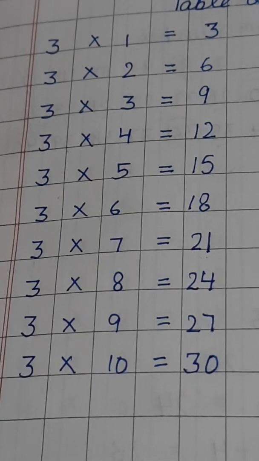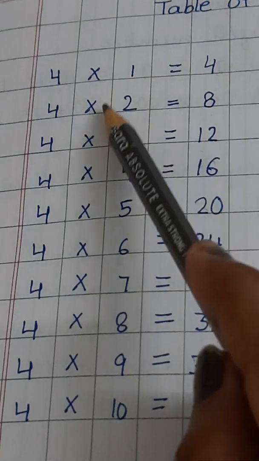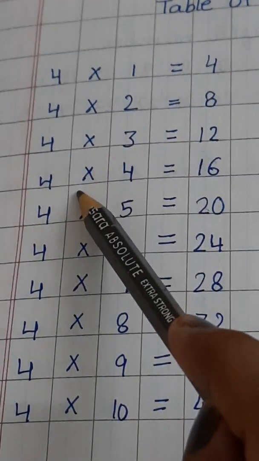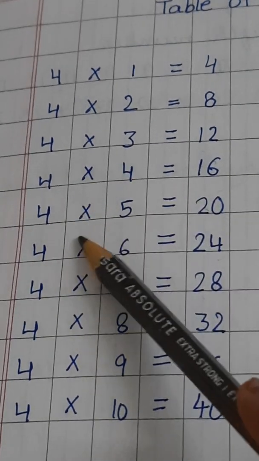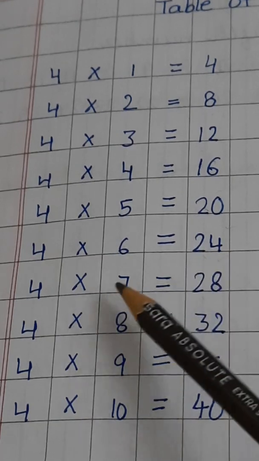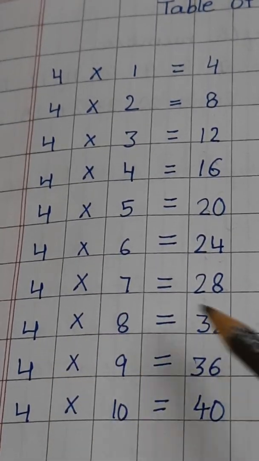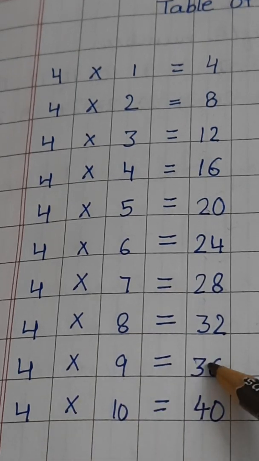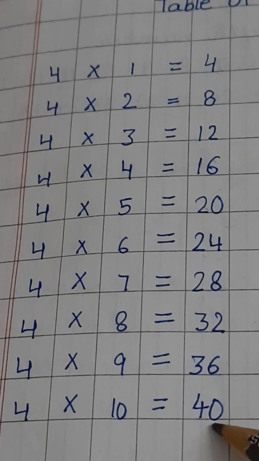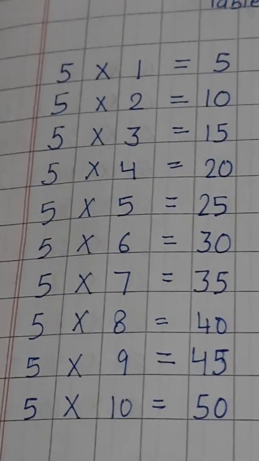Now let's revise the table of 4. 4 1s are 4, 4 2s are 8, 4 3s are 12, 4 4s are 16, 4 5s are 20, 4 6s are 24, 4 7s are 28, 4 8s are 32, 4 9s are 36, 4 10s are 40. Okay, now let's revise the table of 5.